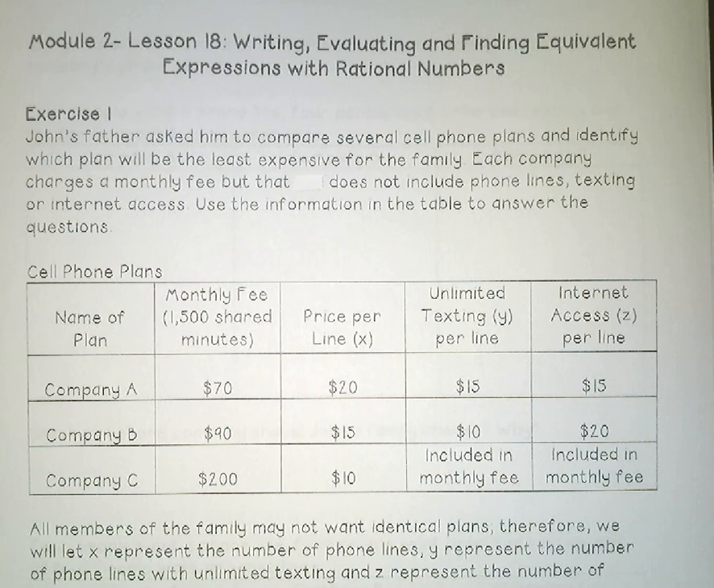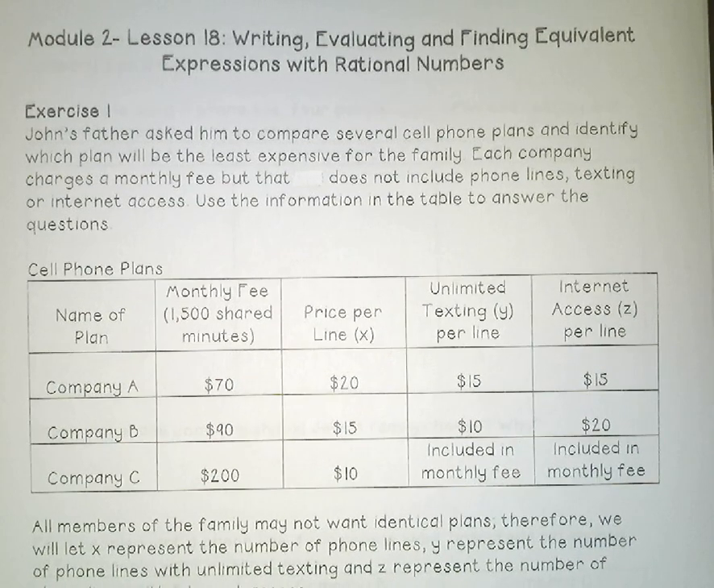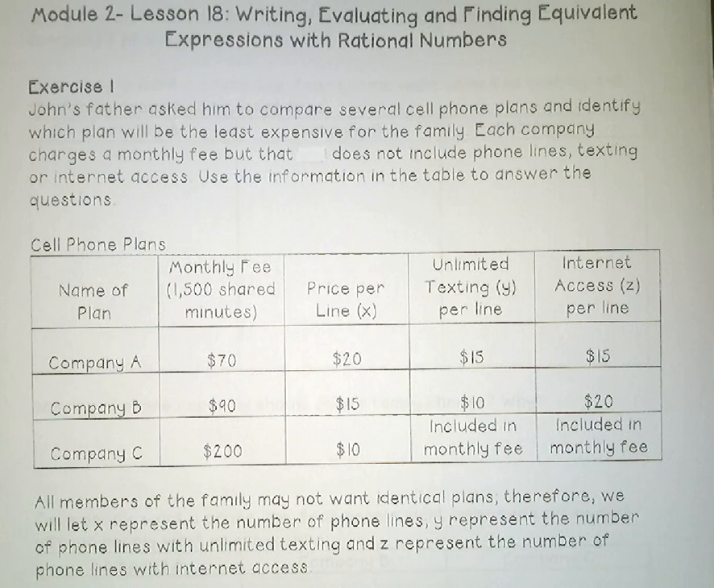It'll be more interesting. So each company charges a monthly fee. Company A charges 70, company B 90, company C 200. And they also have different costs for different lines, texting, and internet access. All members of the family may not want identical plans. Therefore, we will let X represent the number of phone lines, Y will represent the number of phone lines with unlimited texting, and Z represents the number of phone lines with internet access.